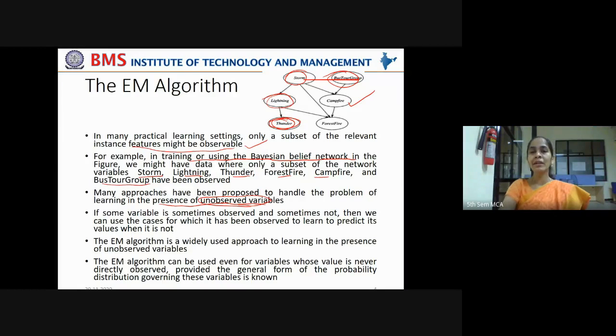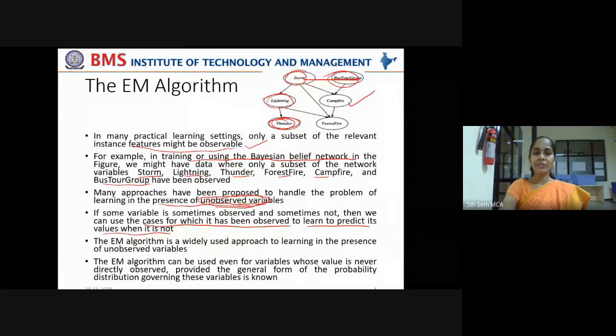Now we are going into a little bit of complexity by taking an example of 2 distributions occurring. Now, many approaches have been proposed to handle the problem of learning in the presence of unobserved variables. If some variable is sometimes observed and sometimes not observable, then we can use the cases for which it has been observed, say 80 students' data, to learn to predict its values when it is not, to predict the values of 20 students' weights, as I said.